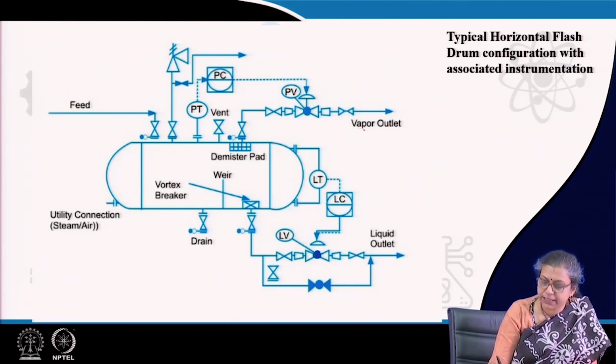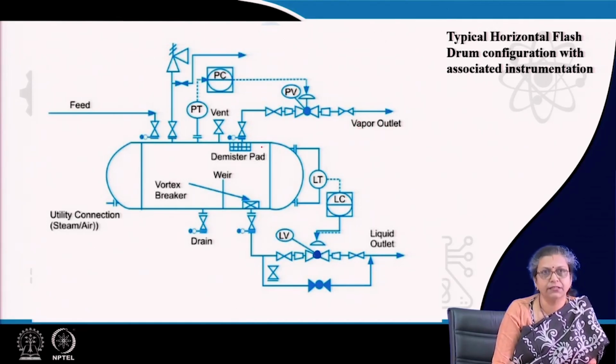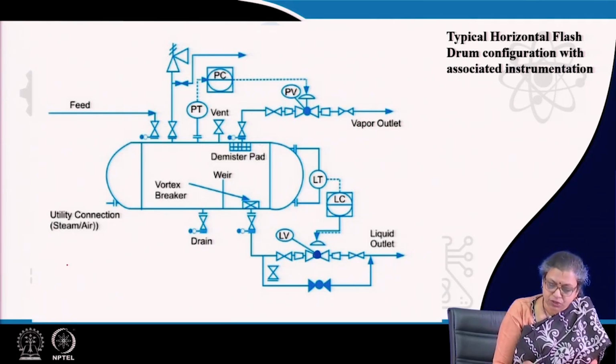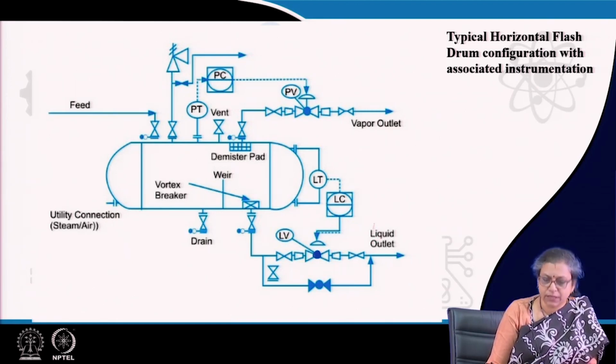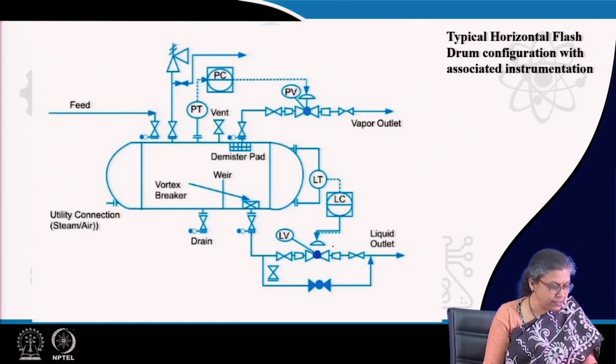So, by regulating the vapor flow, the pressure inside the drum is controlled. The other thing that we need to control is the liquid level here. For controlling the liquid level, there is a level controller, which is again regulated by regulating the flow rate of the liquid outlet. These are the two basic things which need to be controlled, right.